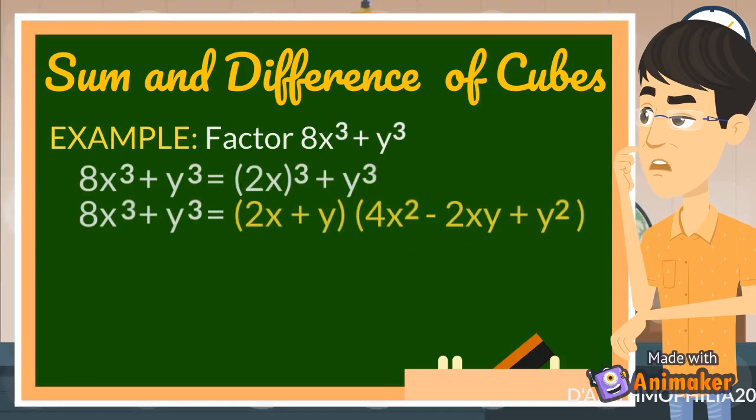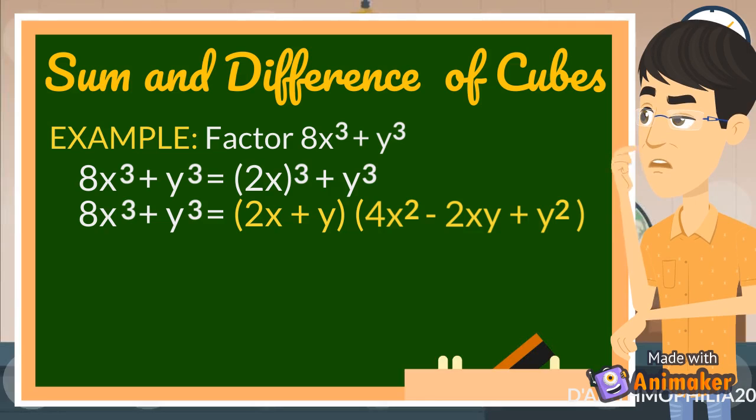We can rewrite this expression into the quantity 2x cubed plus y cubed. Please note that 8 is a perfect cube number. It is the result of 2 being multiplied by itself 3 times. Applying the first pattern of this factoring technique, we now have the quantity 2x plus y times the quantity 4x squared minus 2xy plus y squared.